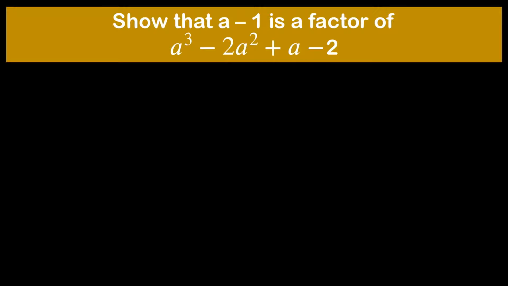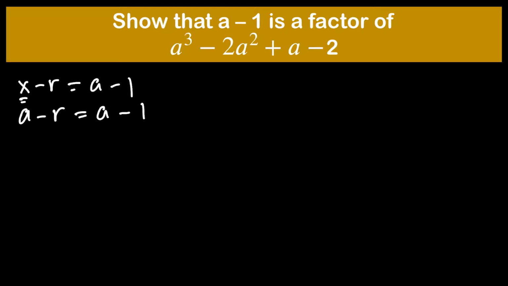Let's have another one. Show that a minus 1 is a factor of a cubed minus 2a squared plus a minus 2. Again, the first thing that we need to solve is the value of r. So we have x minus r is equal to a minus 1. Take note that x here can represent any variable. This means that we can also substitute x here by a. So that will give us a minus r equals a minus 1.